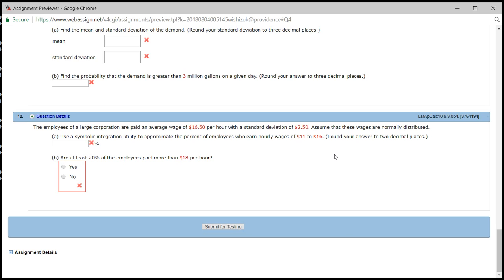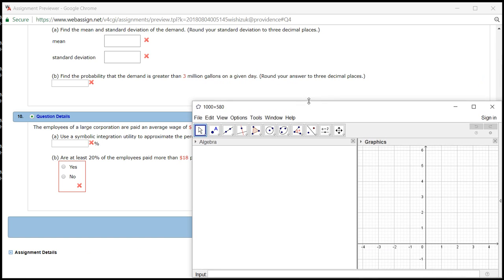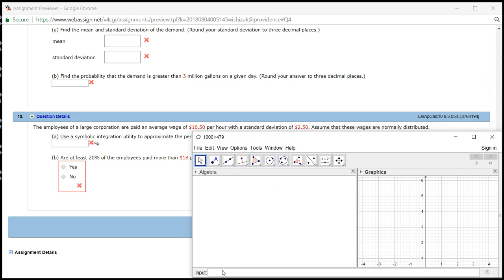Right. So let's do that. I'm going to open up GeoGebra here. So we have this information, and we have to define the probability density function for the normal distribution. So f of x is going to be 1 over sigma, which is the standard deviation in this case, 2.5, times the square root of 2 pi.